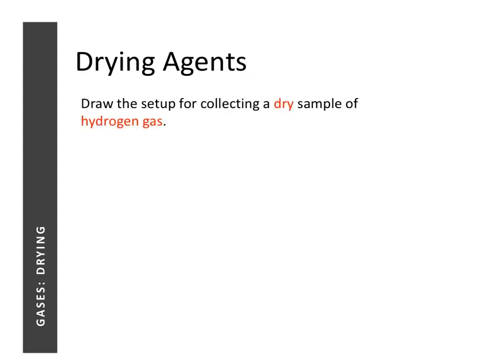Now, a common question that you will get related to this concept is this: you have to draw a setup for collecting a dry sample of hydrogen gas. There are two key words or phrases in this question. One is dry, meaning you need to pass the gas through a drying agent first, and secondly is hydrogen gas, so you need to think about how we collect hydrogen gas. At this point in time, what I would suggest is that you pause the video and attempt the question before I go through it in a while.